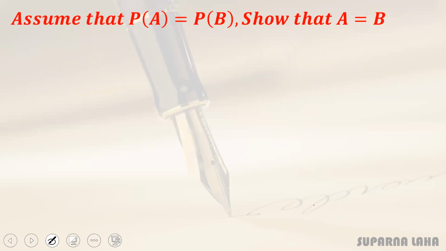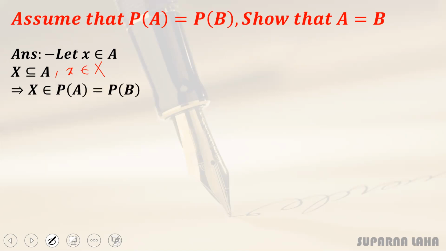Power set of A is equal to power set of B is given. You need to show that A is equal to B. Clear? So let us take this element x belongs to A. So x is an element of A. So we can write the set capital X is a subset of A, where x is an element of capital X. Now capital X is a subset of A. That means capital X is an element of the power set of A, since the collection of all the subsets of a set is called the power set.